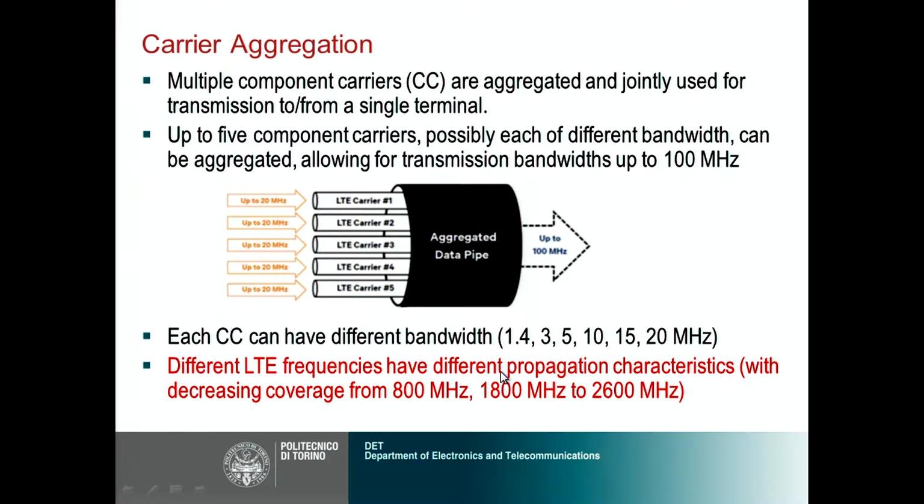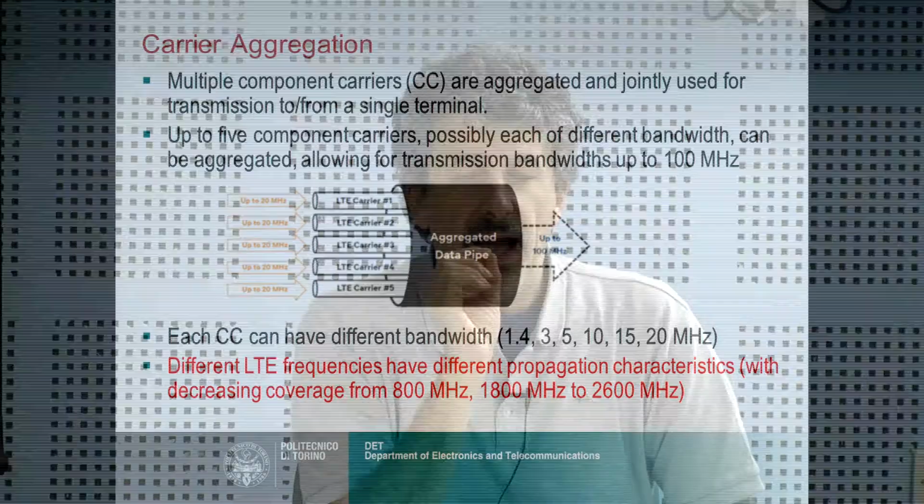One problem you have to deal with, however, is if you are aggregating resources from chunks of spectrum that are on different frequencies, like, you said yesterday that LTE uses 800 megahertz, 1,800 megahertz, and 2,600 megahertz.